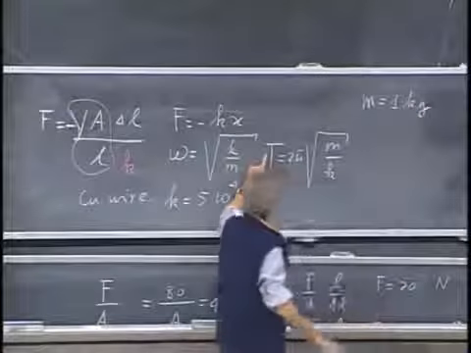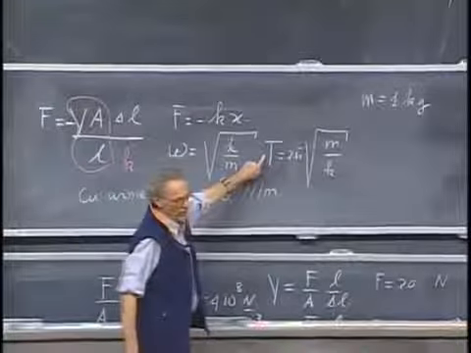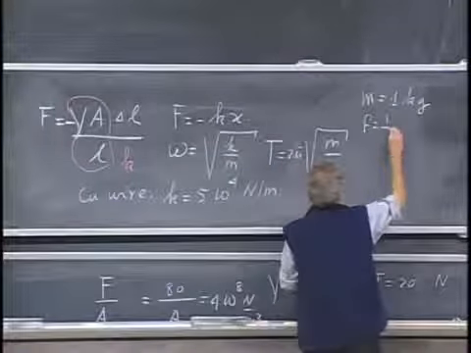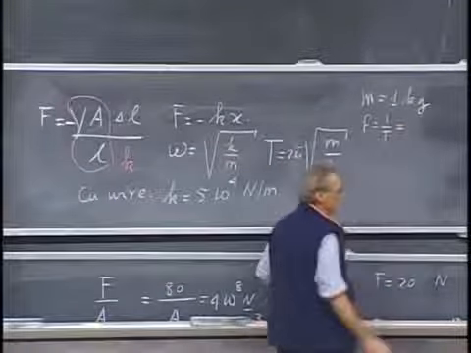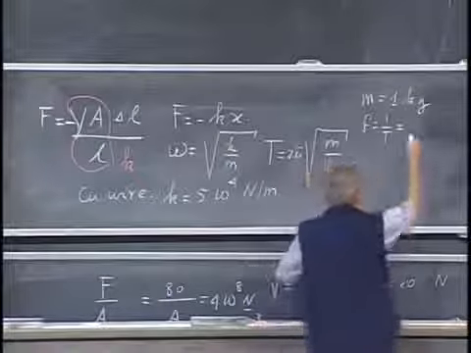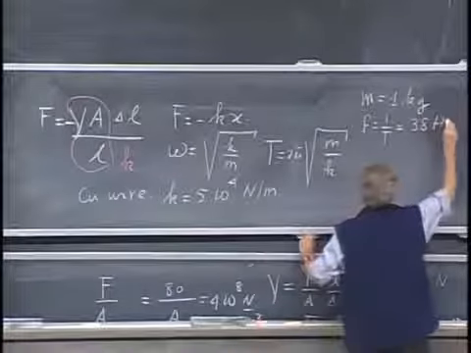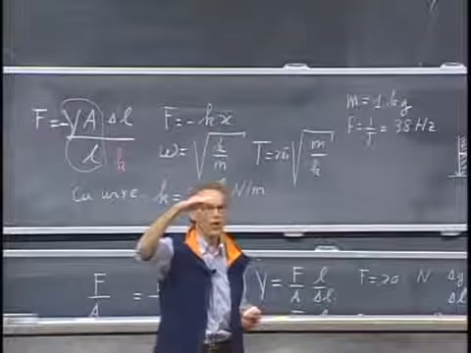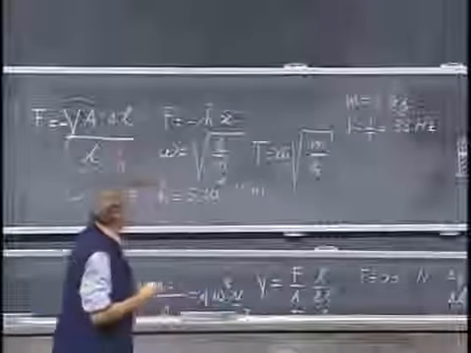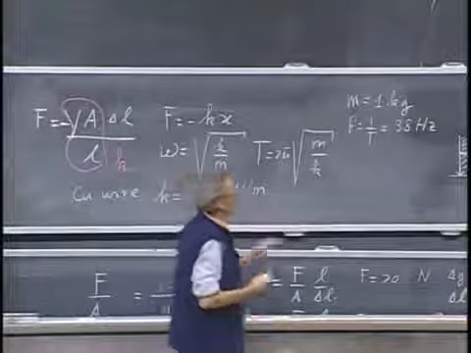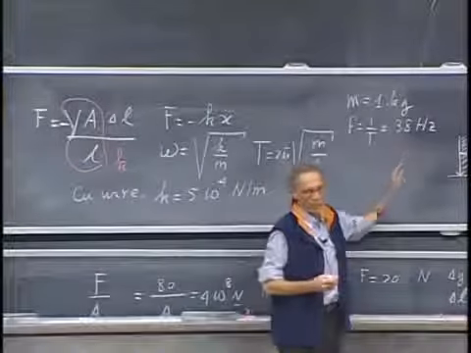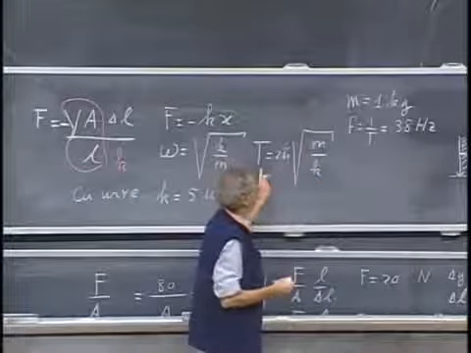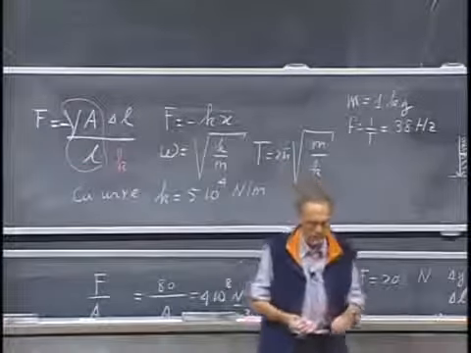I can calculate the period of one oscillation, and 1 over the period is the frequency f, and I believe that is something like 38 hertz. So it would start to oscillate like this, 38 times per second, and if I hang 2 kilograms on it, then this frequency would become something like 25 hertz, because a higher mass gives me a longer period, it gives me a lower frequency.